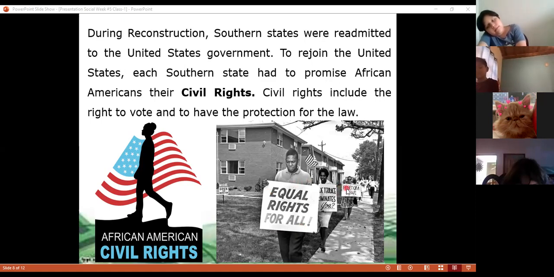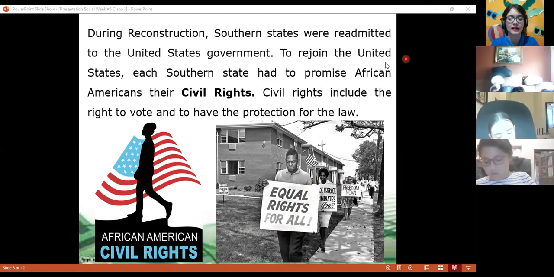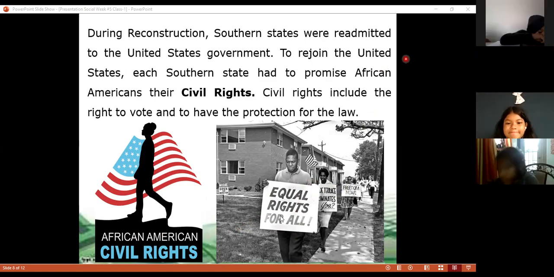It was like these people were having a new life, because now they have the right to vote and not to be discriminated against because of the color of their skin. So African Americans have civil rights like the other people in the United States because they were no more slaves, class. Yes?